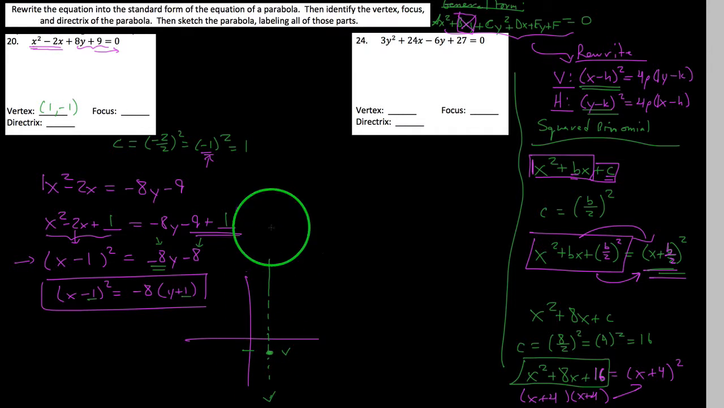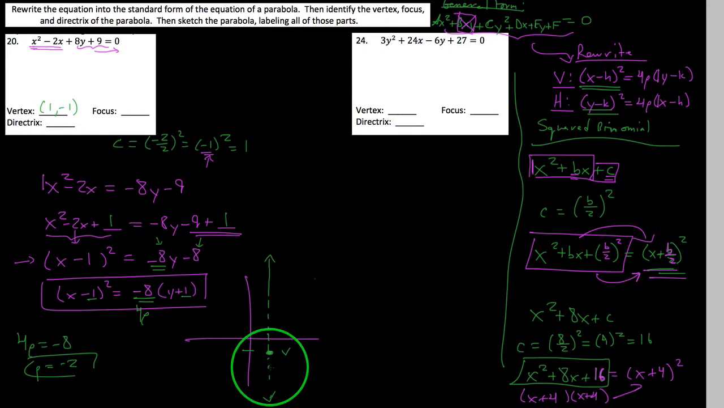And so what else would you be able to tell me here? Well, let's start with our focus. We know that this right here is 4p. So if 4p is equal to negative 8, then p is negative 2, which means from our vertex, we're going to go down 2 more units here along this axis to get to our focal point, which would have to be at 1 comma negative 3 if this is at 1 comma negative 1 and we've gone down 2. So 1 comma negative 3. At the same time, we went down 2 units to get to the focus from the vertex.